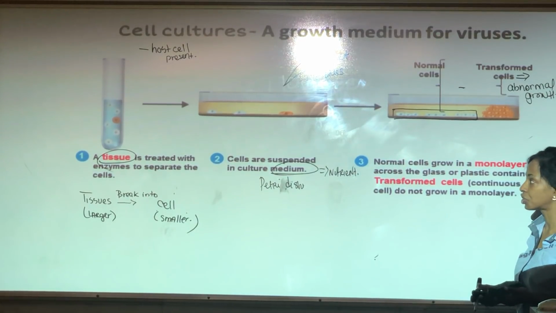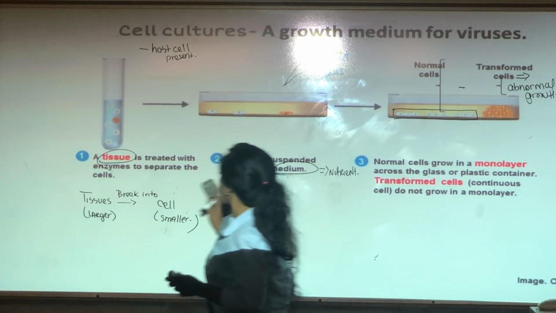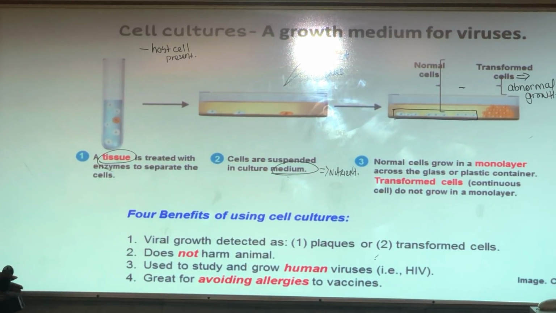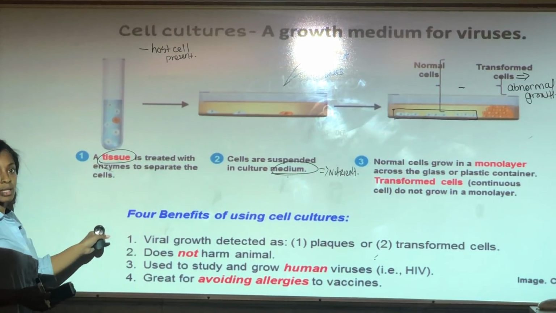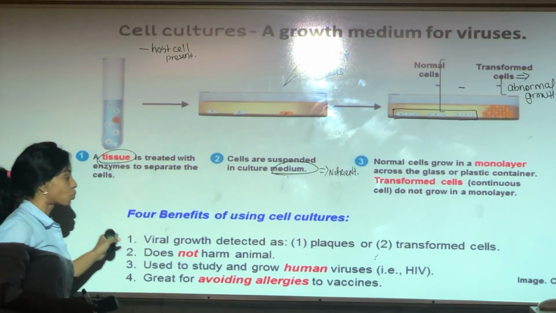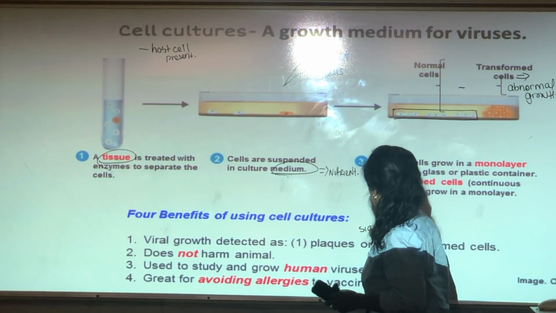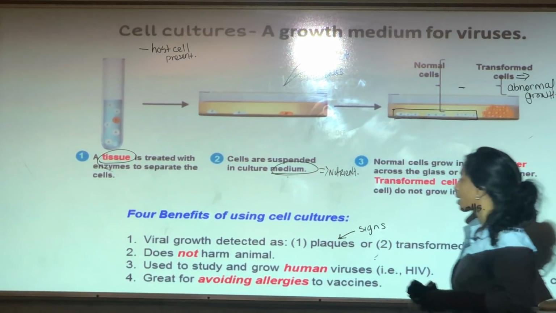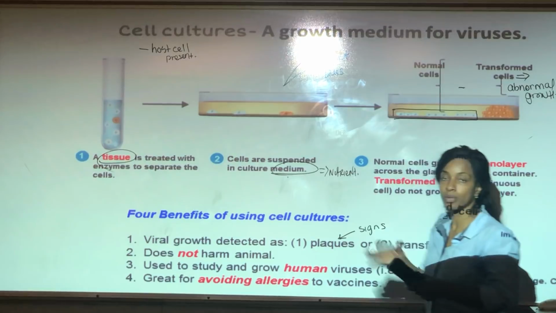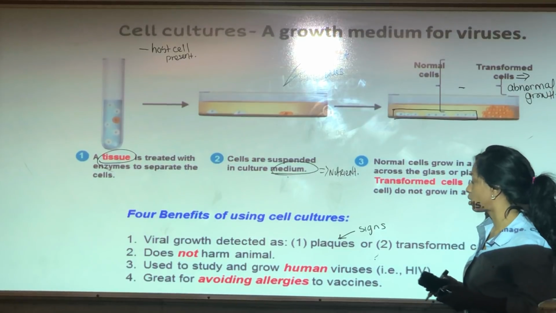So what are some advantages to growing cells in a cell culture as opposed to growing them in animals or in eggs, right? So there's 4 benefits of using the cell culture. 1, we can still detect the growth of the virus. And remember, when we are detecting the growth of the virus, we are looking for a sign, right? So what is the sign? These are 2 signs, all right? So either we may see plaques, and what are plaques? When we inject the virus, so remember here we inject the actual virus so that way they can infect these whole cells and we'll see something.